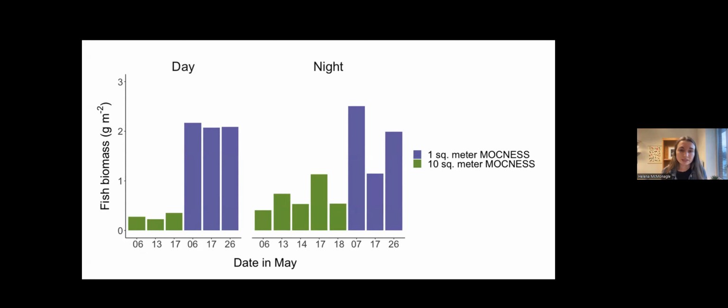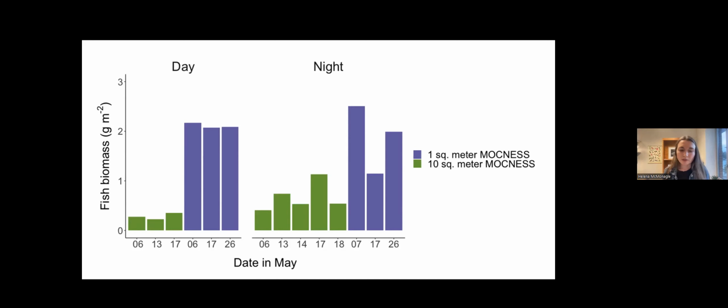So in addition to this, for me, kind of surprising result of the larger net catching less per unit volume filtered, we also see that there's really high variability, even looking at the smaller mock nest shown in purple or the larger mock nest shown in green, where sometimes in the same study site, we're catching almost double the number of fish as in other tows.